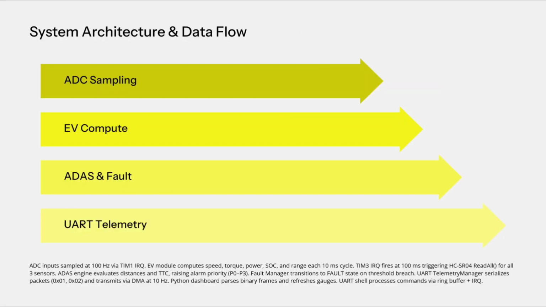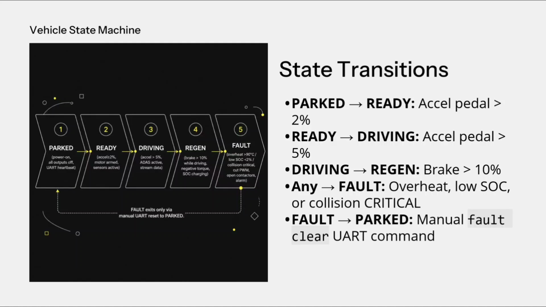And then we have system architecture and data flow. Here, ADC sampling. This diagram explains the complete workflow of the project. The sensor collects the information from the vehicle. The STM32 Blue Pill microcontroller processes the sensor data and calculates the important parameters. The ADAS module checks all nearby obstacles and possible collisions. Finally, all the processed information is sent through UART communication to the Python dashboard, where it is displayed in real time. This is the overall data flow in our project.